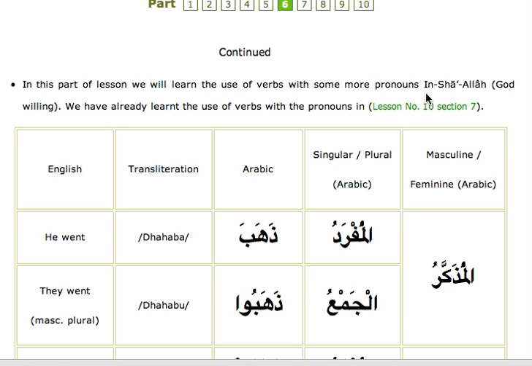Sofa nadrus, inshallah, sofa nadrus. You see how I did? Inshallah used to be at the end. Now I put it in this area, huh? So inshallah, sofa nadrus. You see, I just flipped that one too. Verb with the pronoun.